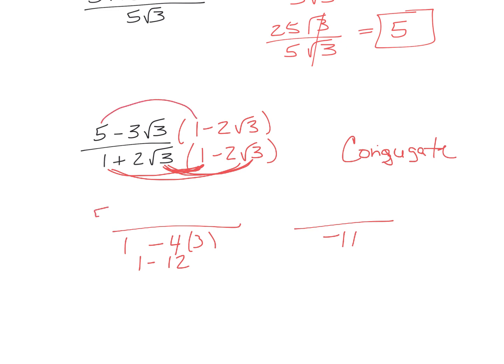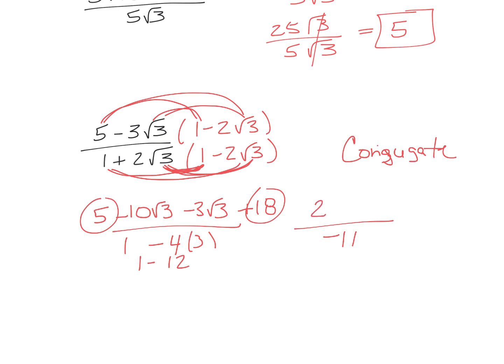Then I'd FOIL the top, so I've got 5 minus 10 root 3. I've got a negative 3 root 3. And then I've got a positive 6 times root 3 times root 3, which is 3. Positive 6 times 3 is 18. And then I'd combine like terms, so I'd have 23 minus 13 root 3. So this video's got a lot of information in.